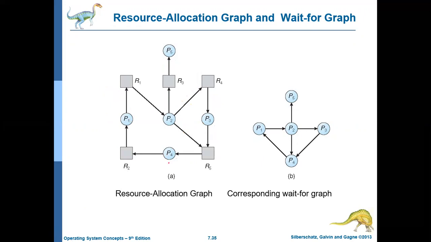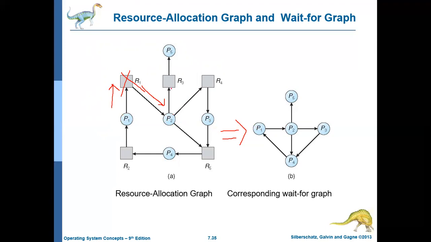Now from this resource allocation graph, you can construct the wait for graph. How do we construct the wait for graph? Just collapse all the resources. Whenever there is a connection from one process to another process, you can collapse that resource in between. Here we can see there is a connection from P1 to R1 and then R1 to P2. So remove this resource R1. Then you get P1 to P2.